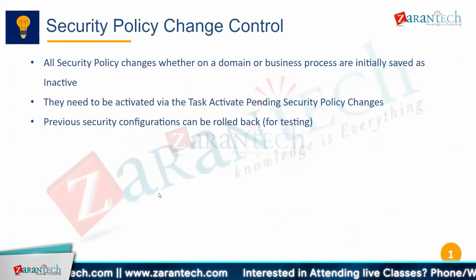So all security policy changes, whether on a domain or a business process, are initially saved as inactive. They need to be activated via the task Activate Pending Security Policy Changes. And we have the capability to roll back to the previous security configuration if we believe that the changes we applied are not as per the requirement. So Activate Pending Security Policy Changes can be rolled back as well.